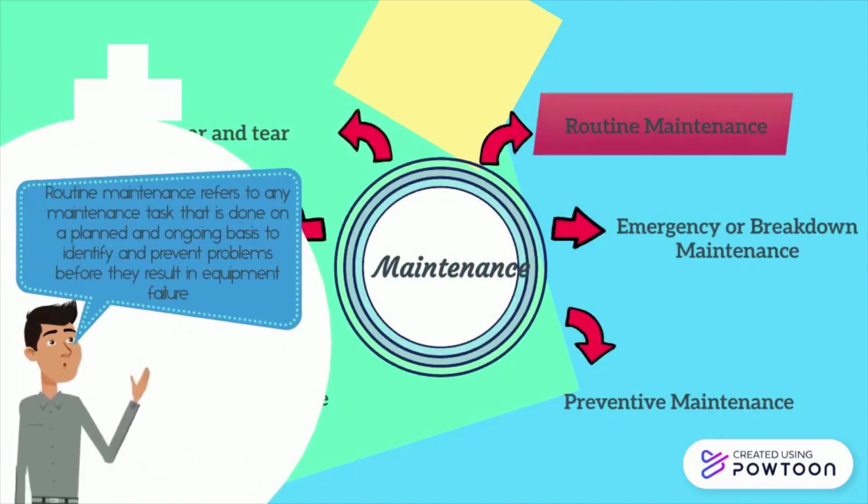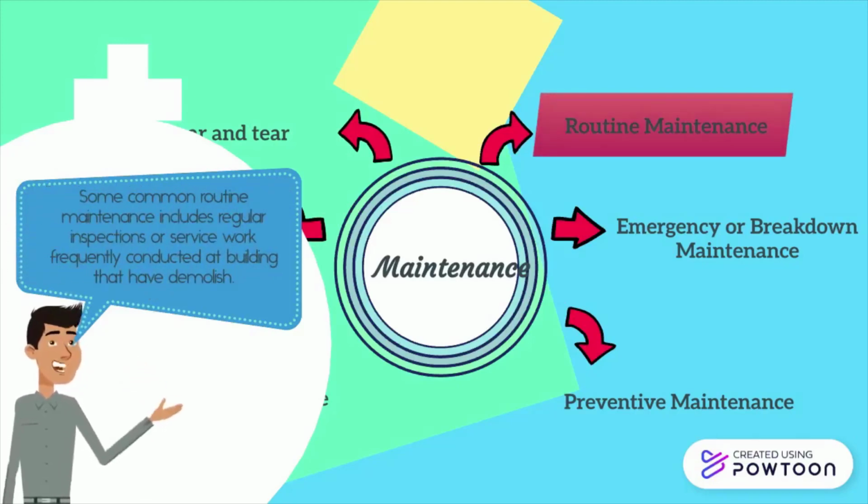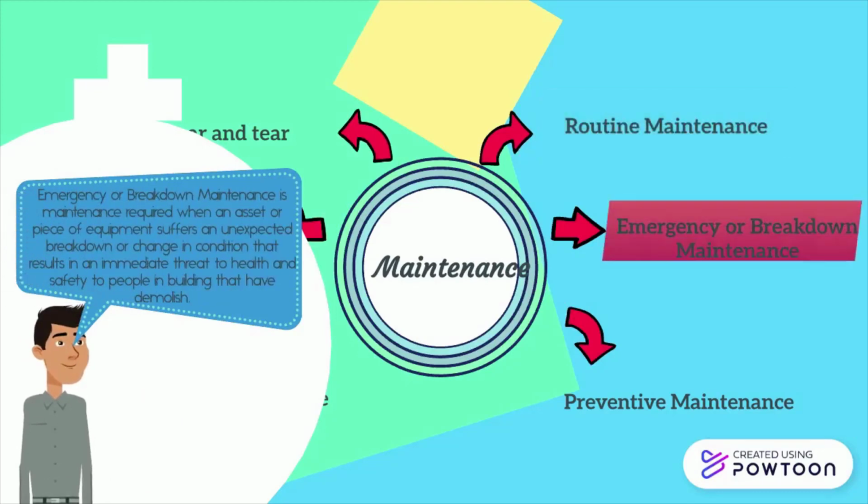Routine maintenance refers to any maintenance task that is done on a planned and ongoing basis to identify and prevent problems before they result in equipment failure. Some common routine maintenance includes regular inspections or service work. Emergency or breakdown maintenance is maintenance required when an asset or piece of equipment suffers an unexpected breakdown or change in condition that results in an immediate threat to health and safety to people in the buildings.